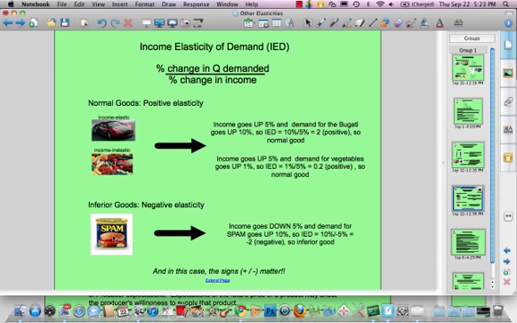And in fact, for a product like Spam, the last time there was a recession, the quantity of Spam demanded went up significantly. Again, signs matter in these two.